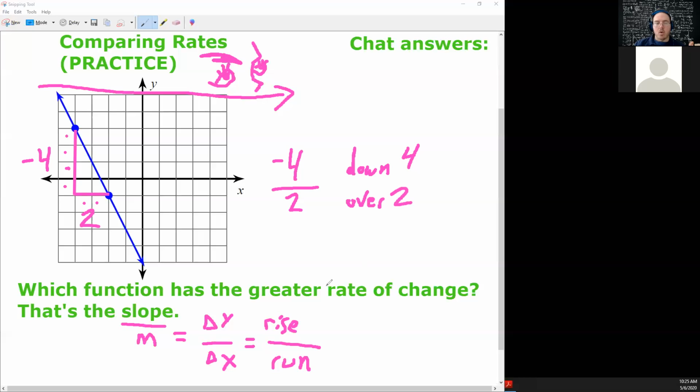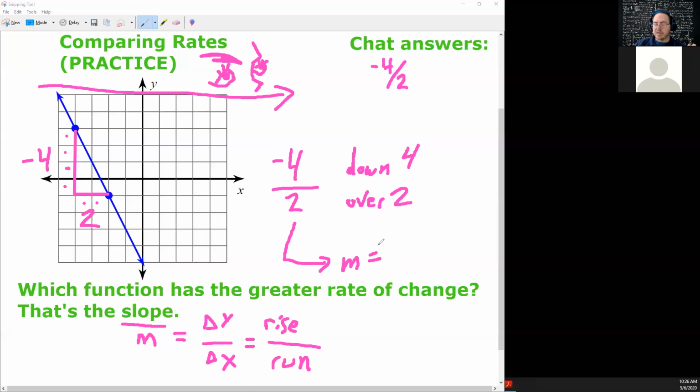Okay, so if you were given this graph and being asked to compare it to something else, you need to know that the slope is what? What is -4 divided by 2? My chat answers included a good one. I got someone to give me the correct answer. It's -4/2.